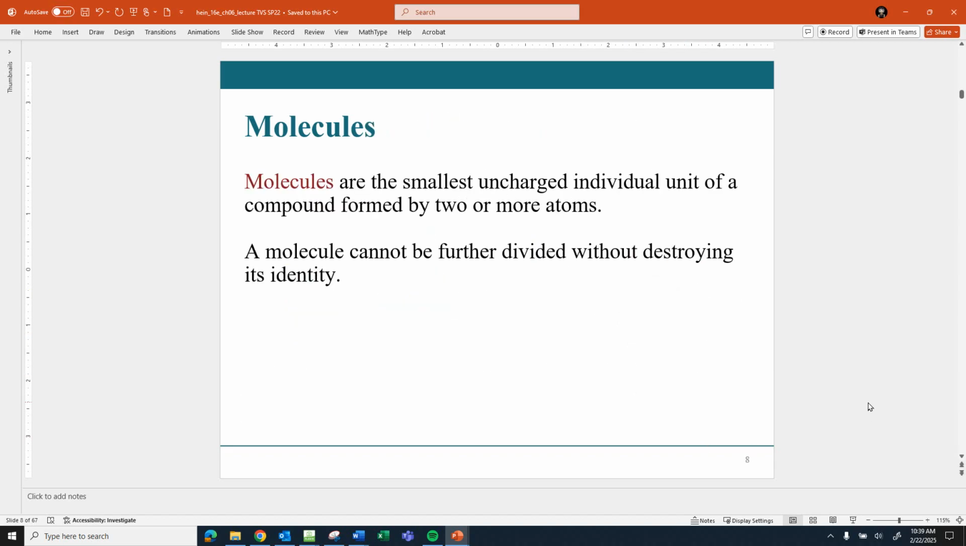Now, a molecule is the smallest uncharged individual unit of a compound, typically of a molecular compound. A molecule cannot be further divided without destroying its identity. So what that means is that water is a molecule. It's a molecular compound. If we break that down into its elemental form, then we're changing its identity. It's no longer water; it's hydrogen gas and oxygen gas, which have completely different properties from water.